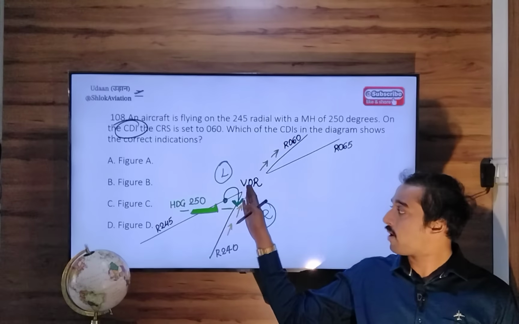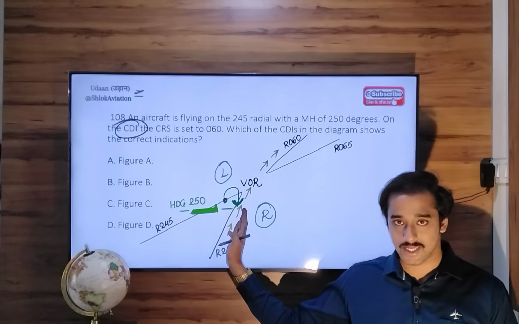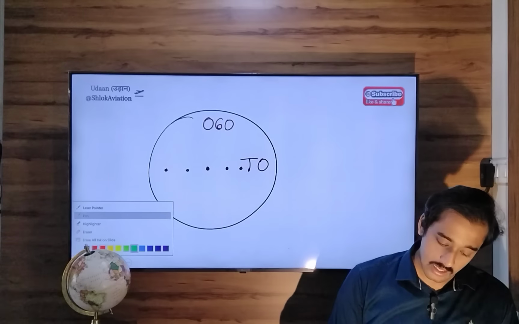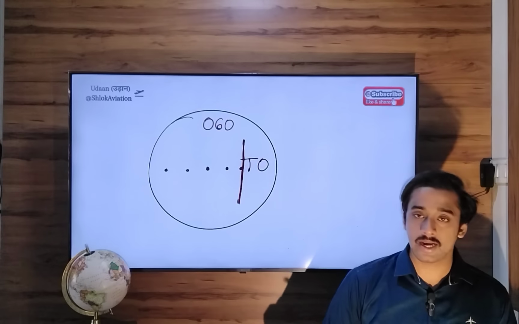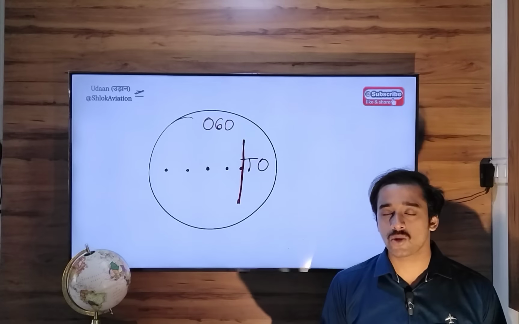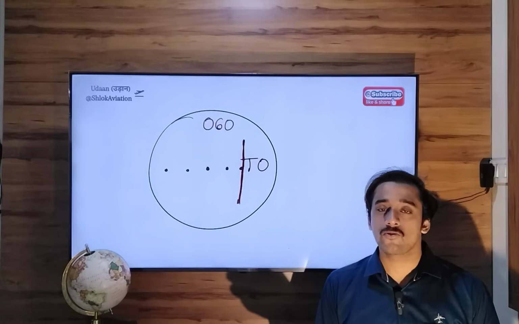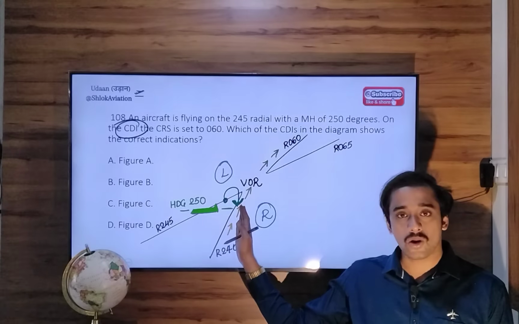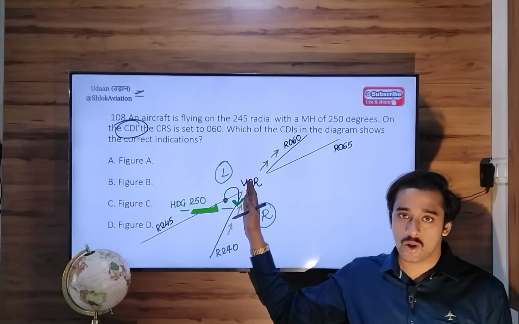Now going inbound, 240 is to the right hand side of 250. So therefore the CDI needle will move to the right hand side, 2.5 dots right hand side, which is equal to 5 degrees, telling the pilot to fly right so as to intercept radial 240, and then fly inbound VOR.